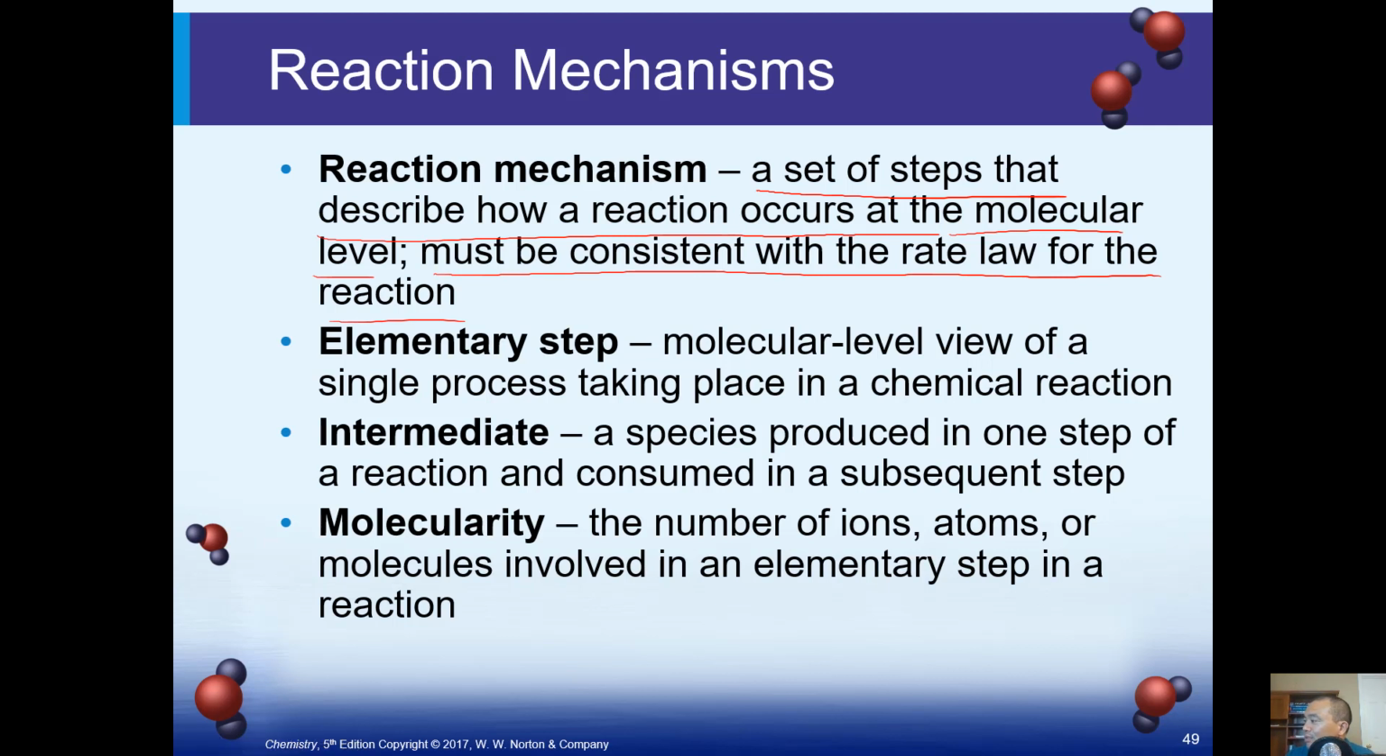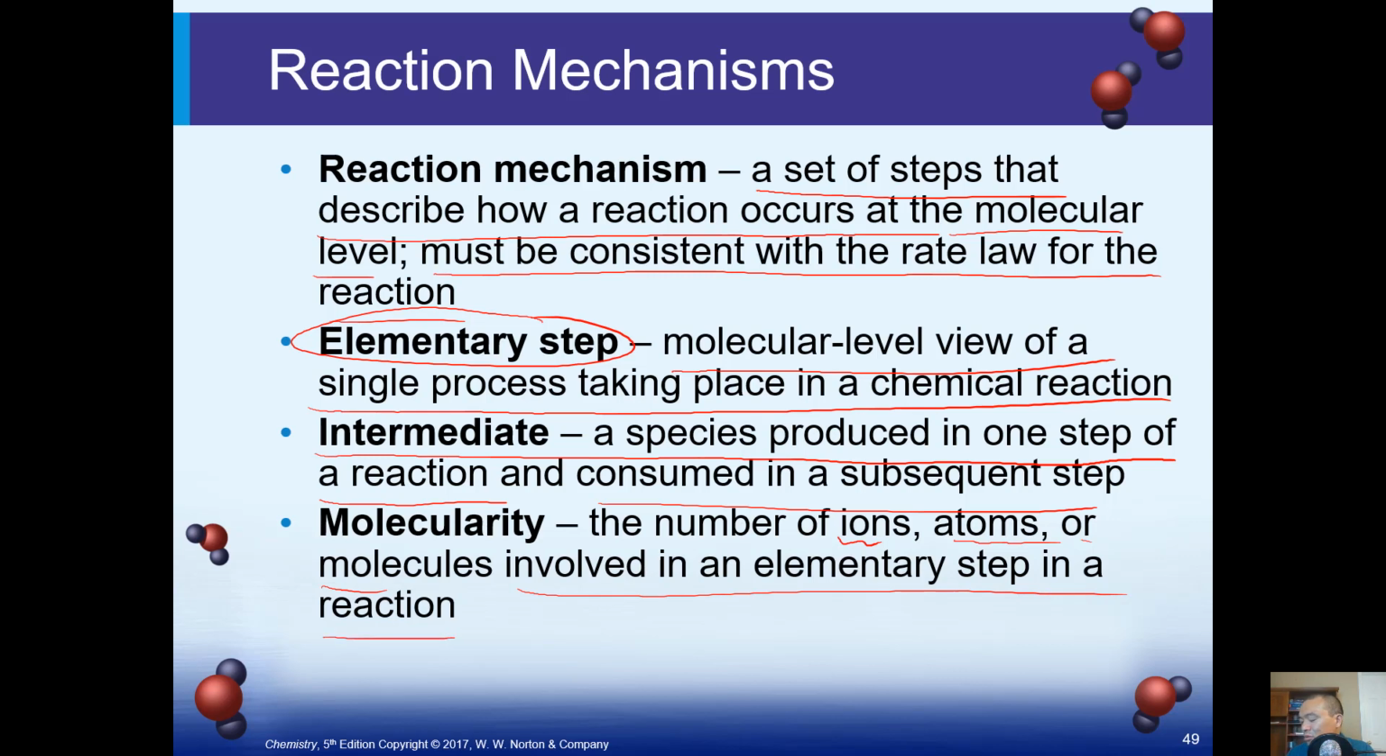The steps in the mechanism are so-called elementary steps. This represents the molecular level view of a single process taking place in the chemical reaction, and that's the smallest possible step that can happen in the real situation. An intermediate is a species produced in one step of the reaction and consumed in subsequent steps. Molecularity tells you the number of species, for example ions, atoms, or molecules, that are involved in an elementary step.